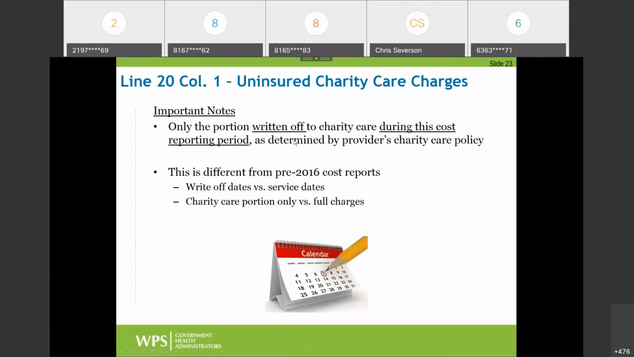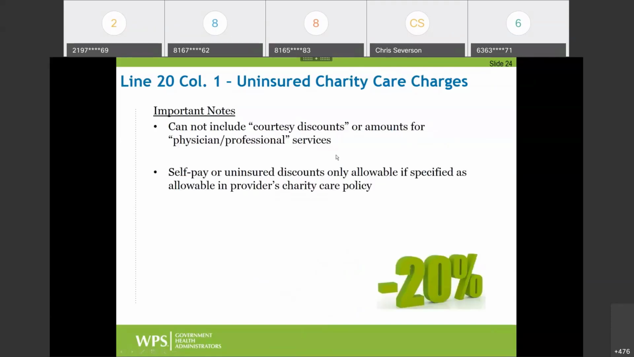The key thing here is that these are only the portion written off to charity care during this cost reporting period, and this was different from the old instructions. It's write-off date that matters now. It used to be service date. The other thing is that you should not have courtesy discounts included here.